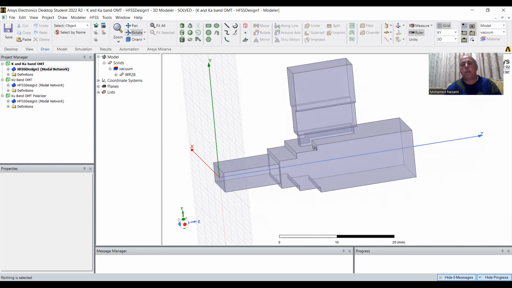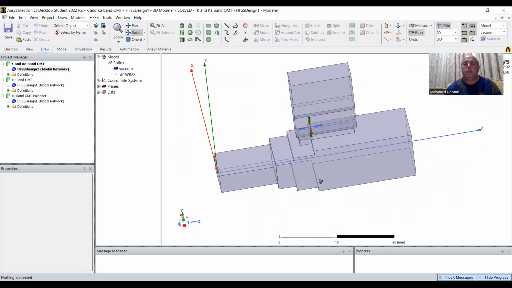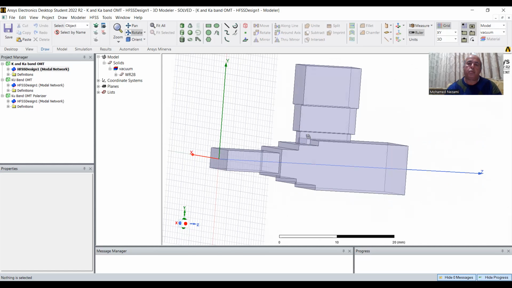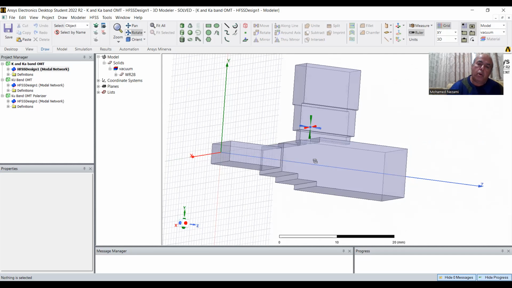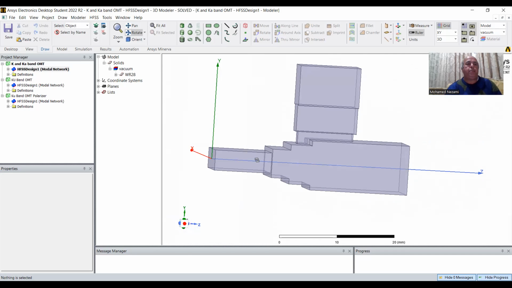The staircases that you have in here are used for matching the impedance between the square waveguide and the rectangular waveguide. So there's two of them. There's one for this side, the auxiliary side, and one also for the axial side.